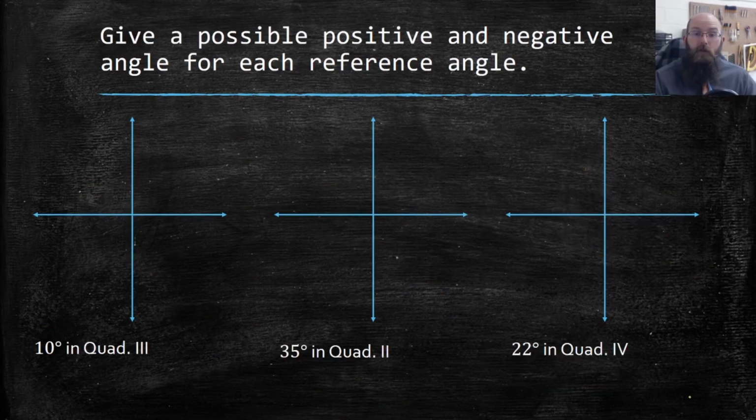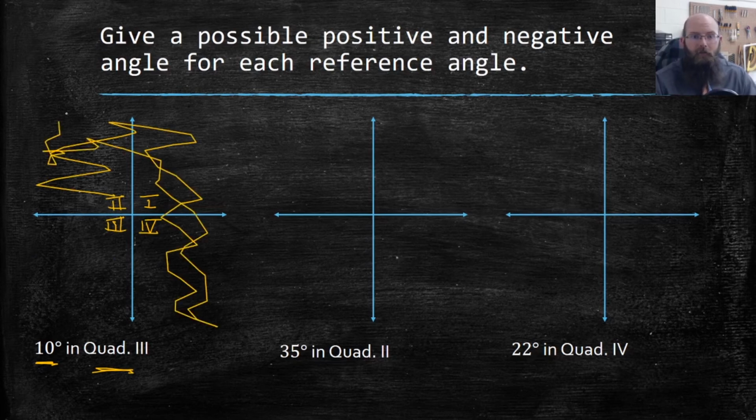Let's keep going. So for here, I want to give a possible positive and negative angle for each reference angle. So they gave me two pieces of information. Told me the angle and what quadrant it's in, because that's important. So 10 degrees in quadrant 3. Well, where's quadrant 3? This is 1, 2, 3, and 4. So I'm down here. I'm only looking at that little chunk. And it's a 10 degree angle there, so it's pretty shallow. And you have to remember my reference angle is this chunk in here, right? That's the 10 degree, right there. That's the part I care about.